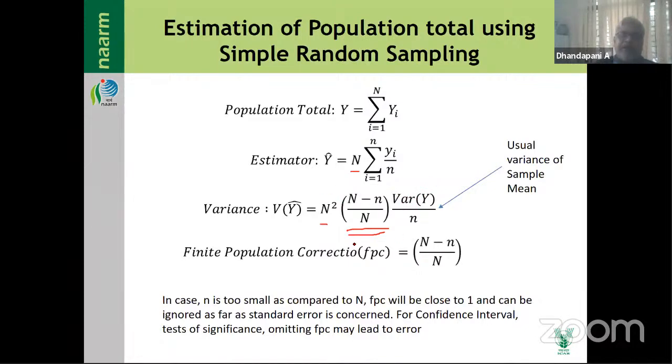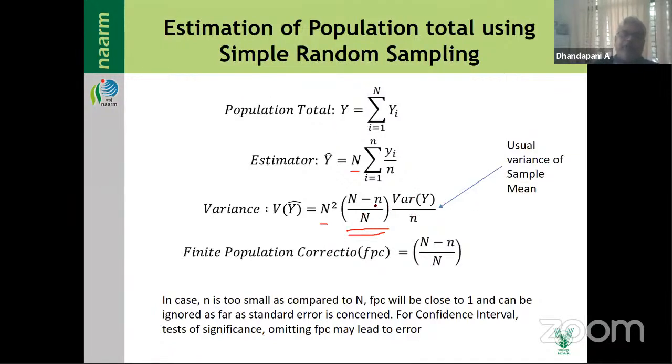But if you are going for a simple random sampling, and that too without replacement, this extra quantity is coming. So if you carefully observe, you can rewrite this as 1 minus small n by capital N. So you see here, the sigma square by n is reduced by some amount. You are multiplying by a fraction. So that means the variance will reduce due to simple random sampling.